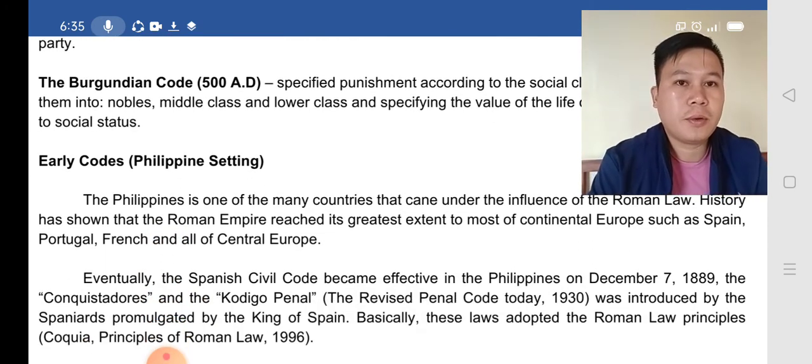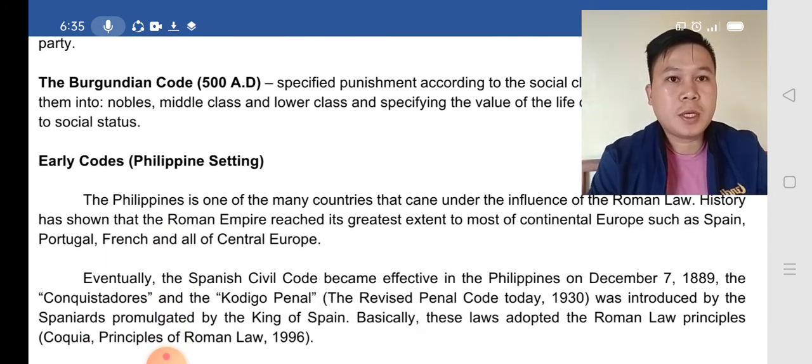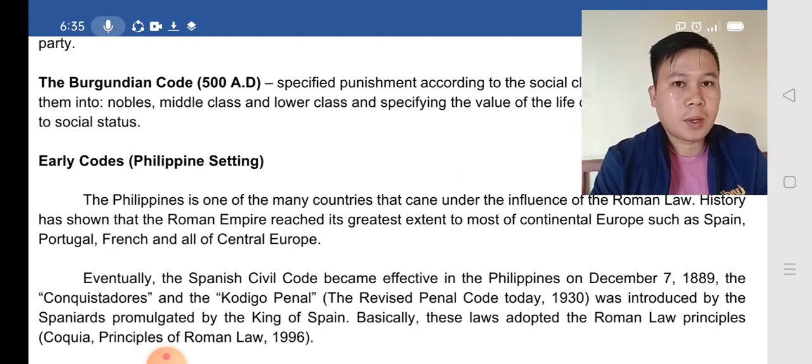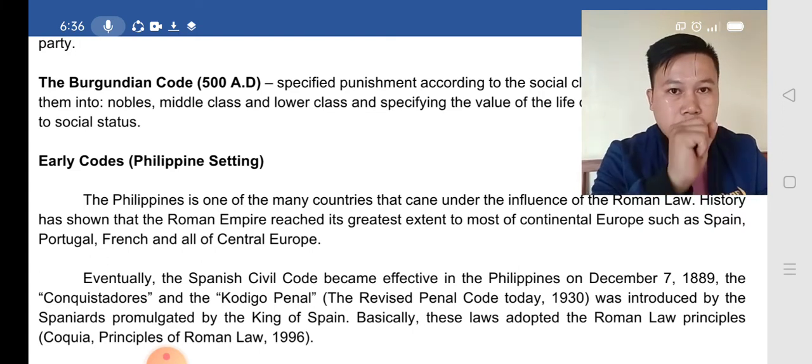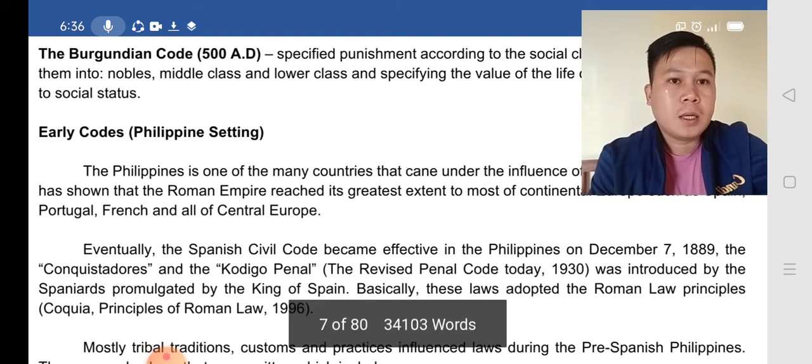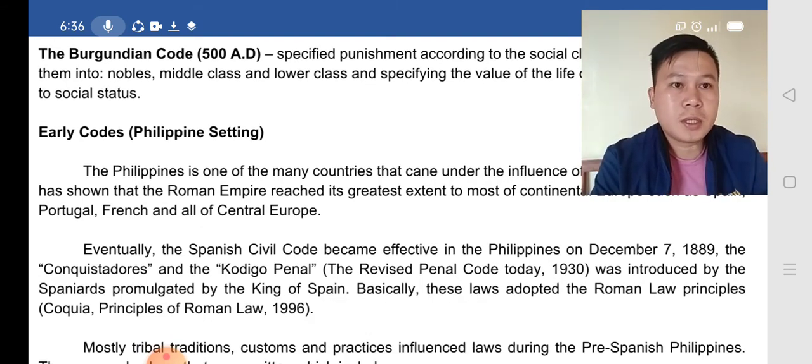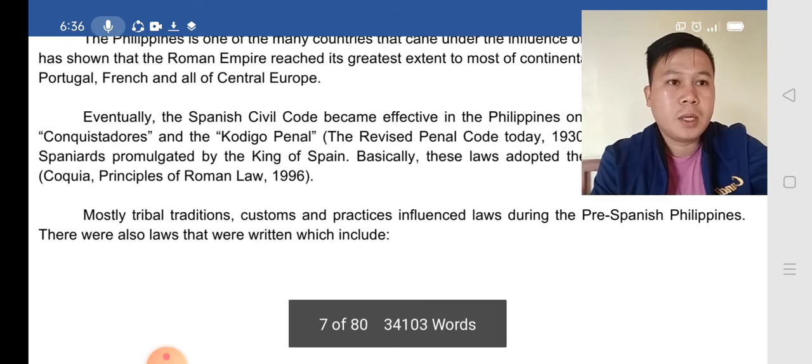Ito naman, the Philippines is one of the many countries that came under the influence of the Roman law. So, nag-influence sa atin para gumawa ng batas is ang Roman law, which history has shown that the Roman Empire reached its greatest extent to most of continental Europe, such as Spain, Portugal, France, and all of Central Europe.